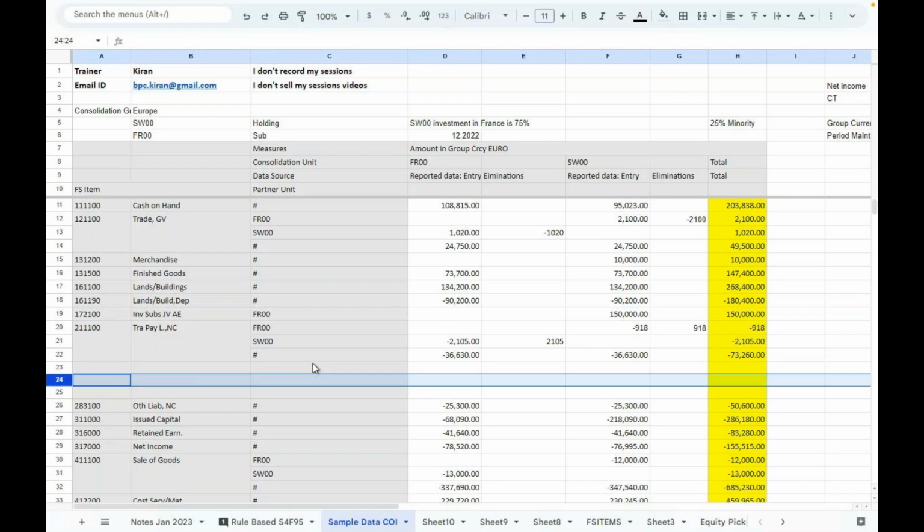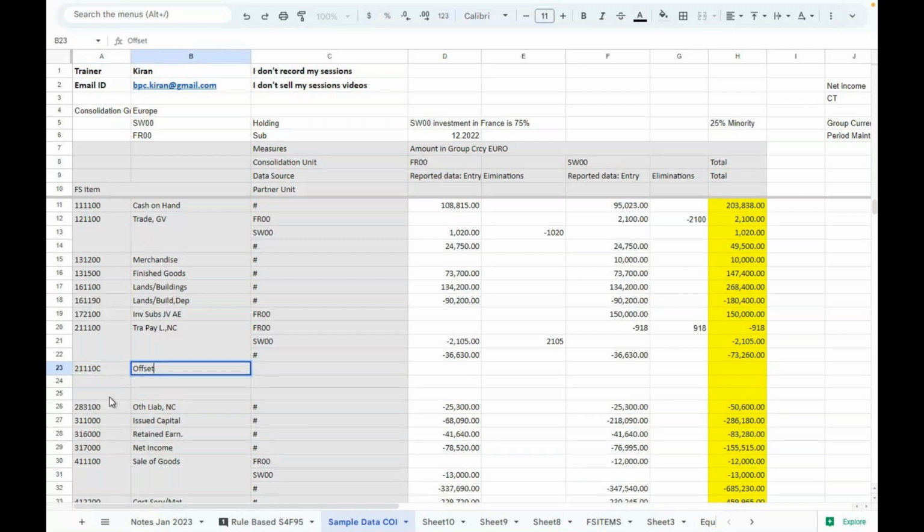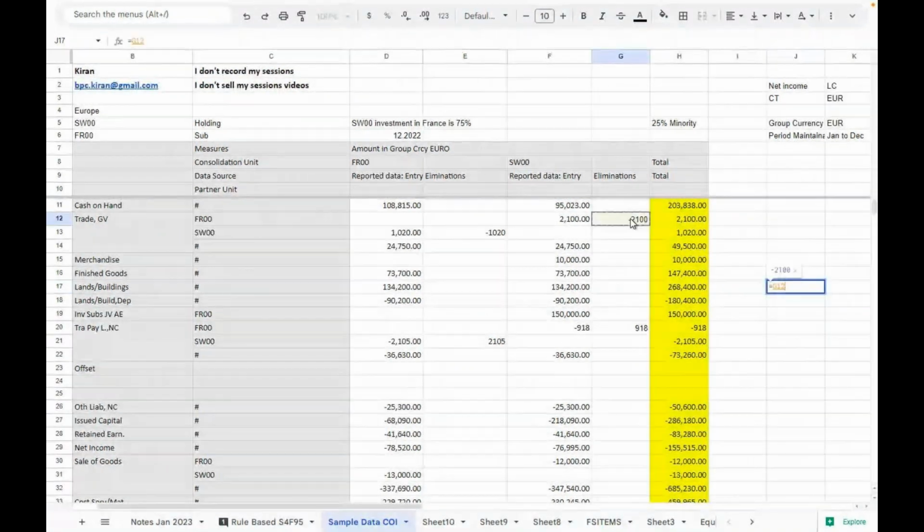So here I have one account, 21110C, which is called offset account, intercompany offset account. In this offset account, you can post whatever balances are there. So for example, here 2100 and 918. Let's add these two, minus 2100 plus 918, so something around 1182.